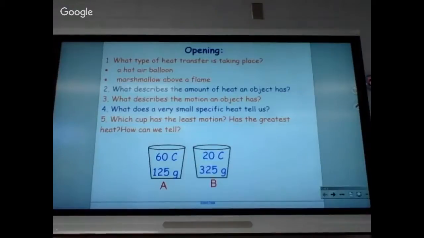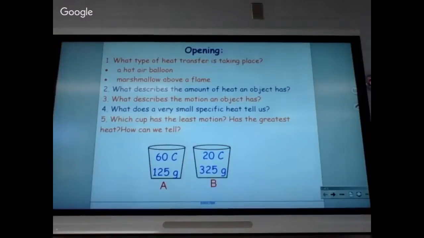Now, what describes the amount of heat an object has? It's size. So you could have said size or what other word would be good? Mass. Either one. You could have said size or mass and your answer would be correct. Number 3. What describes the motion an object has? Temperature. Temperature describes the motion. What does a very small specific heat tell us? Cools or heats quickly is correct.